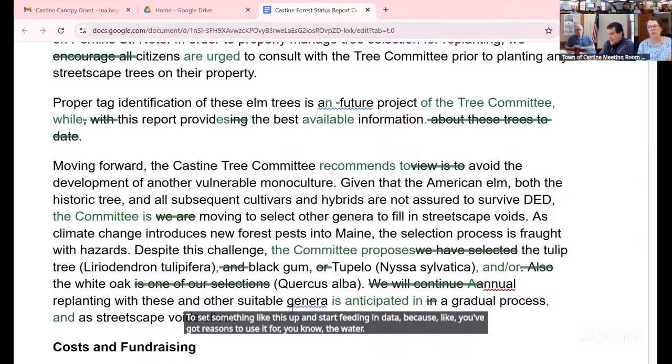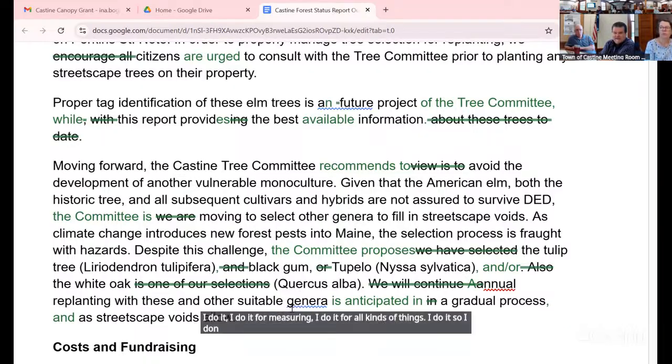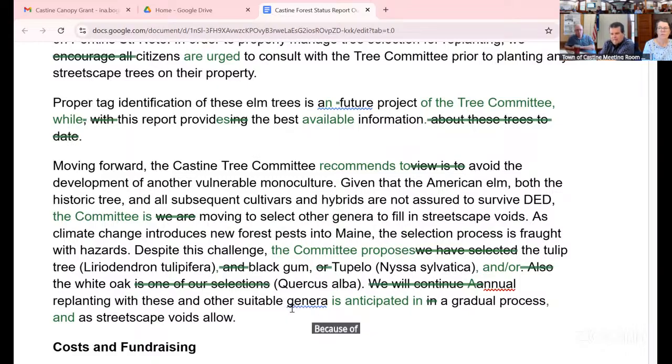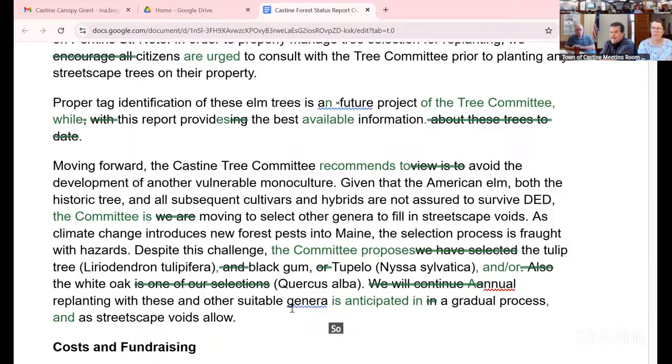I do it for measuring, I do it for all kinds of things. I do it so I don't have to look at somebody's sidewalk out there sometimes, because of the good mapping and stuff like that Google provides, and satellite imagery and everything else. So that could be every day I tour Castine, but I don't have my overlay data. Exactly, so that's the only problem.